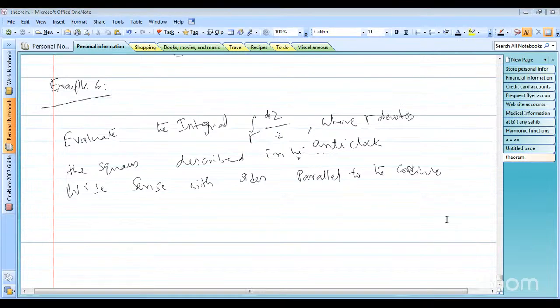So here we will learn this problem: evaluate the integral of dz by z, where gamma denotes the square described in the figure, parallel to the axes, with the origin at the center. Tomorrow we will learn this problem.